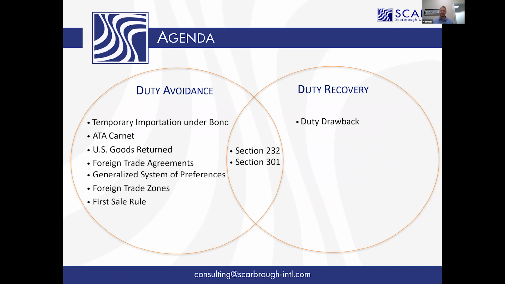Because as you said, there's a lot of money on the table here. 25% against $50, $200 billion worth of goods is a lot of money. And so we've had a lot of folks take advantage of those.